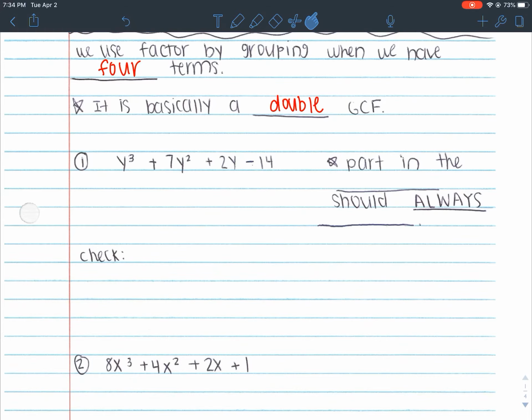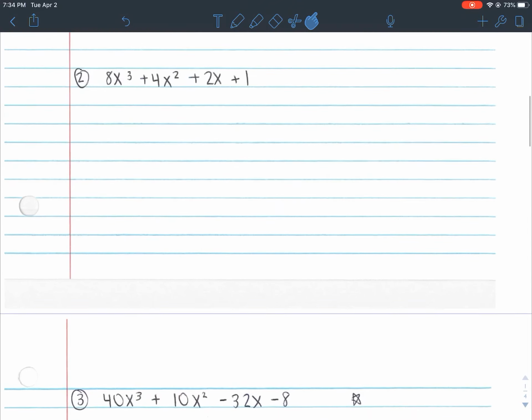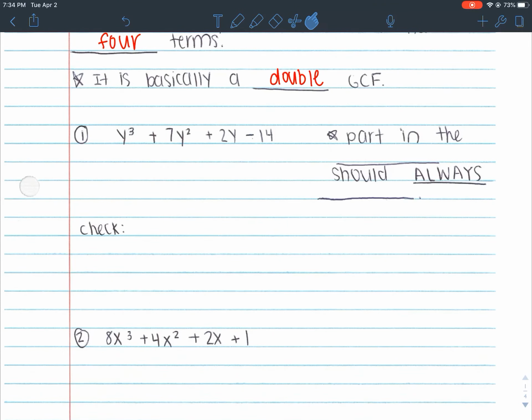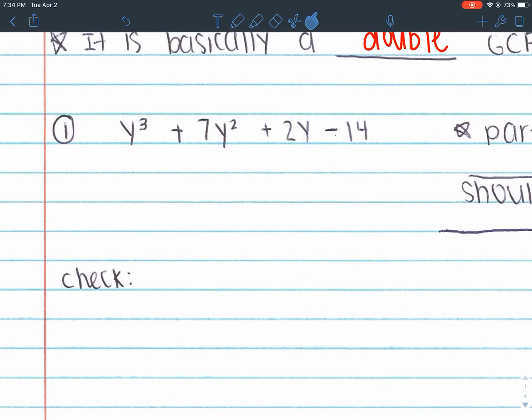Also, what form are these in? Look at the form. Look at your exponents, okay? These are all in standard form. They start with the highest exponent and they go lower. So they're all in standard. So when you're doing factoring by grouping, it must be in standard form, okay? All right, so let's go ahead and get started.